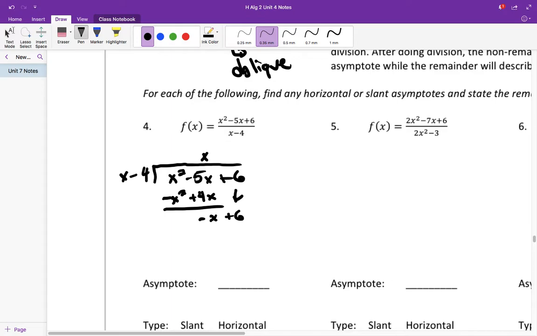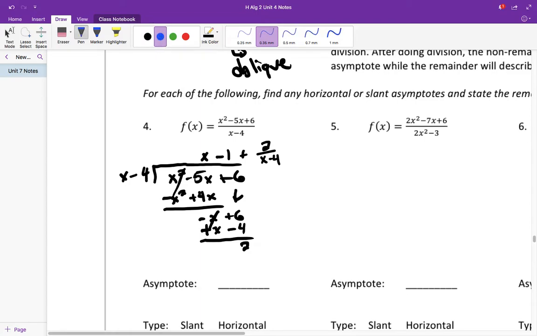So now I need to get x over here to match up with negative x. The way I can do that is to get a negative 1. So negative 1 multiplied by x is negative 1x. Negative 1 multiplied by negative 4 is positive 4. And then once again, to subtract, I go through and change my signs to where negative x plus x is 0. The same way x squared and negative x squared was 0. And then 6 minus 4 is 2. So remember, the way you write your remainder is as a plus 2 over x minus 4.